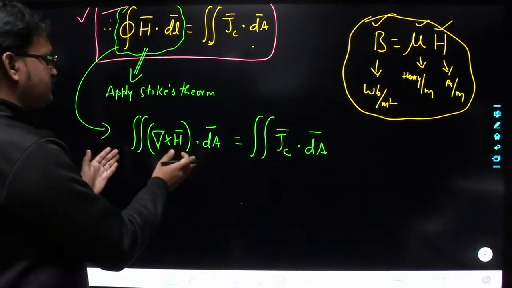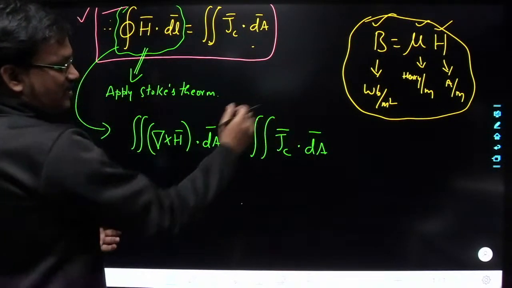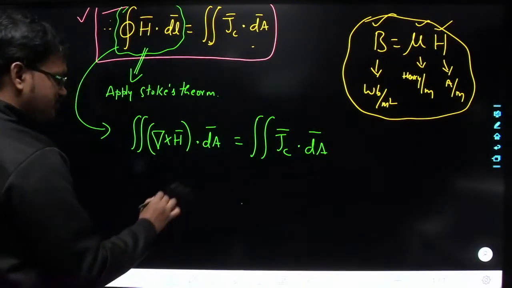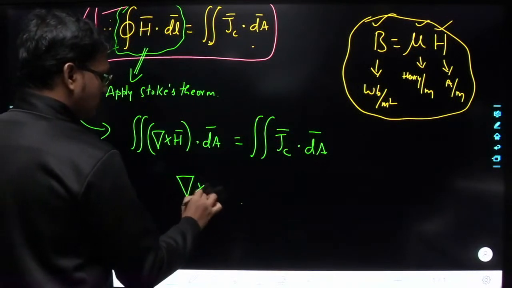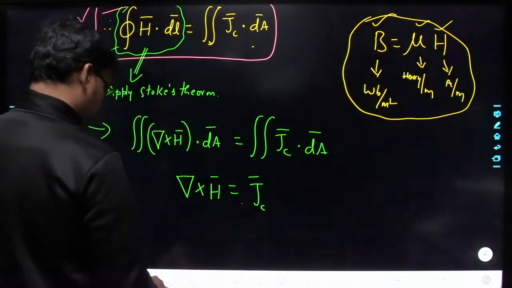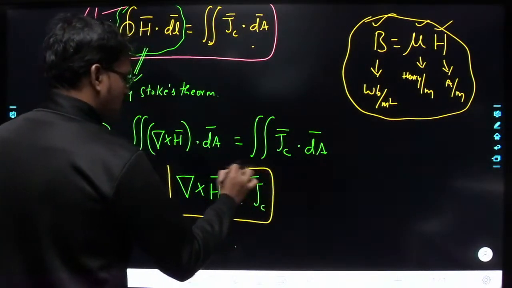So whatever the surface area that you are mentioning on the left hand side, the right hand side also has the same surface area. So this surface area will get cancelled on both sides. Then you can write this as: del cross H bar is equal to J_C bar. So this is the differential form.